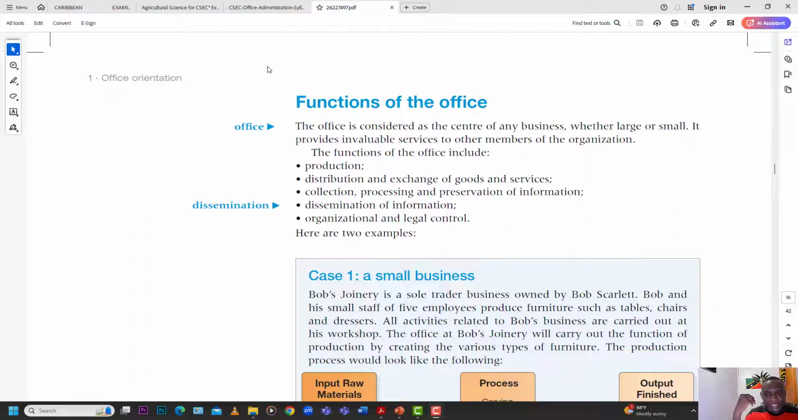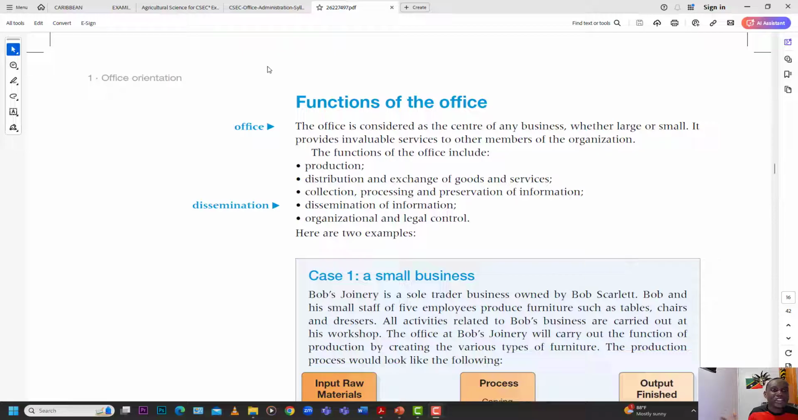Collection, processing, and preservation of information. Again, this goes without saying. If you want to start a business and you're looking for information, the office is the first place. Whether this is modern times now, so you have virtual offices now, so it's not just a physical place only, right? So either way, if you log on to someone's business, there's a virtual office, and it does the same thing. You collect the data, you process the data, you preserve the data.